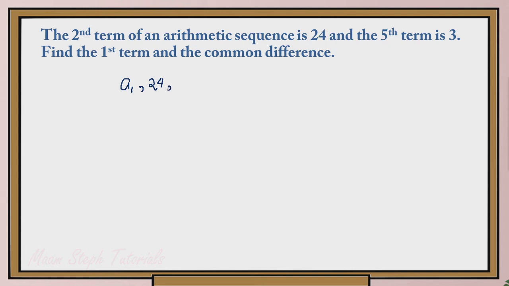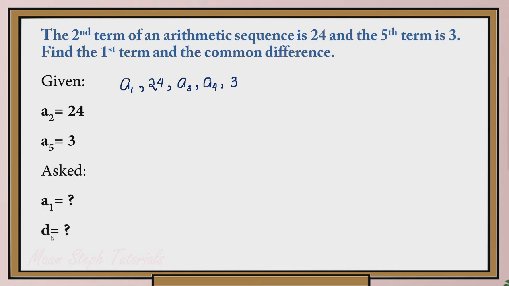And then, we're not given any terms in between 24 and 3. So, we have a sub 4, and then the fifth term is 3. So, yung concern lang natin dito is the first term or yung a sub 1 natin at ang common difference. So, let's take a look at our given. The given in our problem is a sub 2, that means in the second position, which is 24. A sub 5, in our fifth position, which is 3. And then we are asked to find a1 and the common difference.